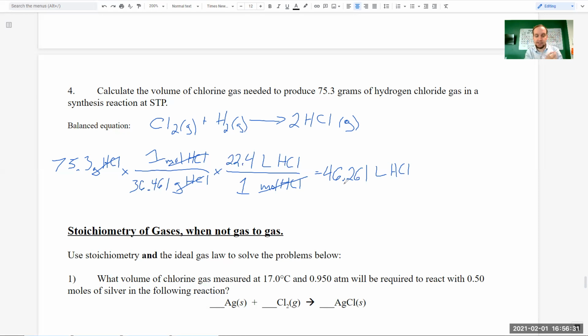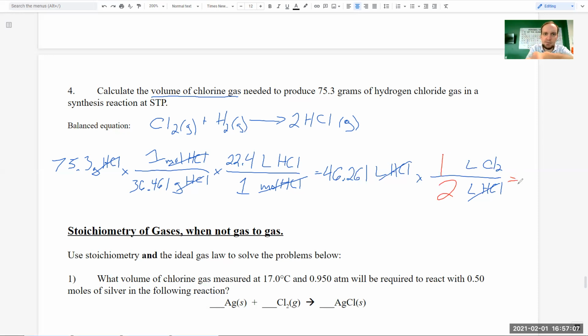Now, again, that sounds like a nice, good answer, but that's not what they want. They want us to calculate the volume of chlorine gas. So I'm going to take that answer and move on to the next step. I'm just going to move directly into it, basically for lack of space. And I'm going to cancel liters of hydrogen chloride and go into volume of chlorine gas. Again, this is from the balanced chemical equation. On the bottom, we have HCl, it's 2. And on the top, we have chlorine, it's 1.